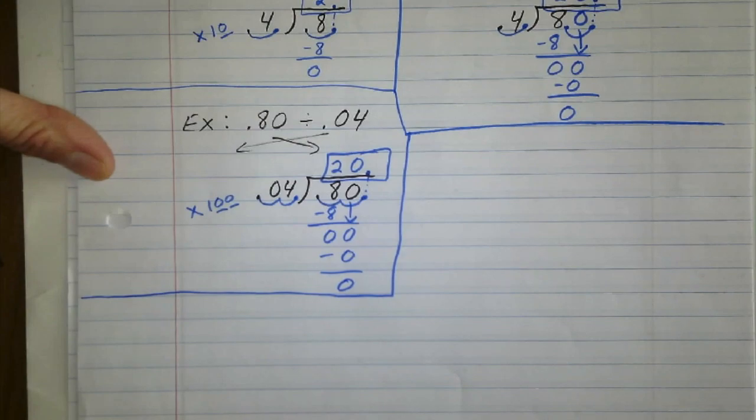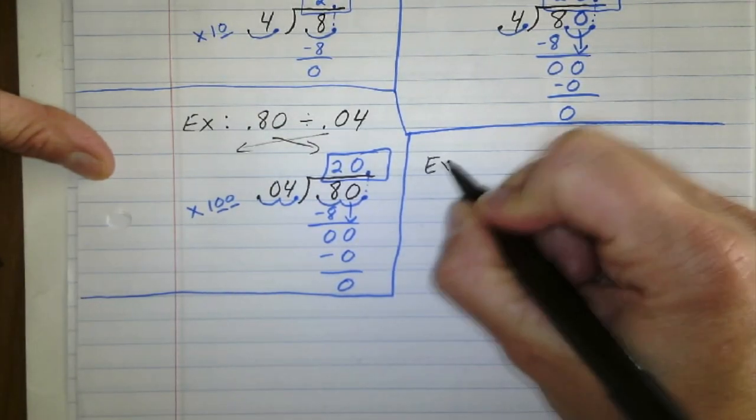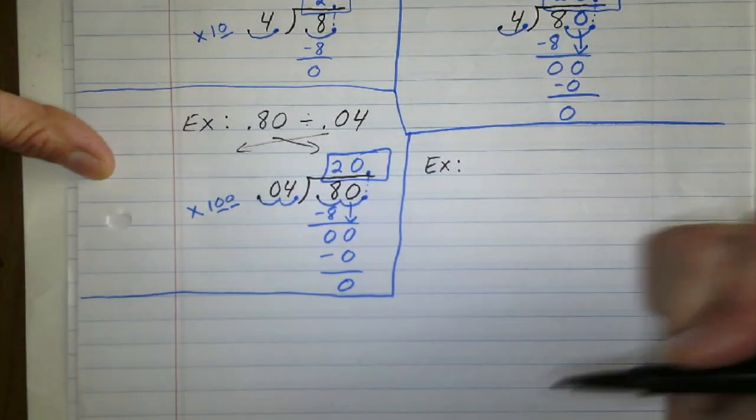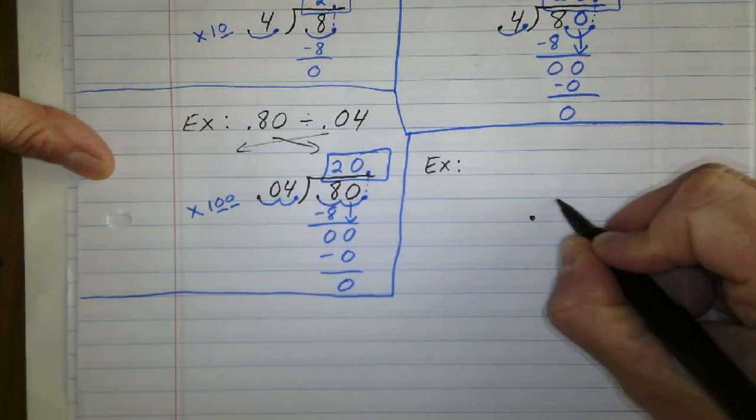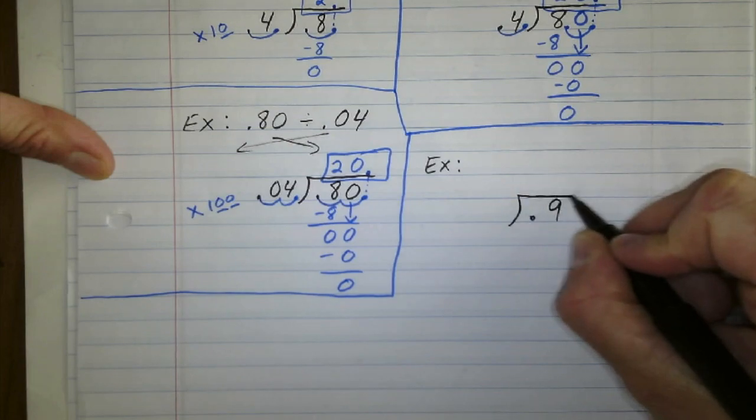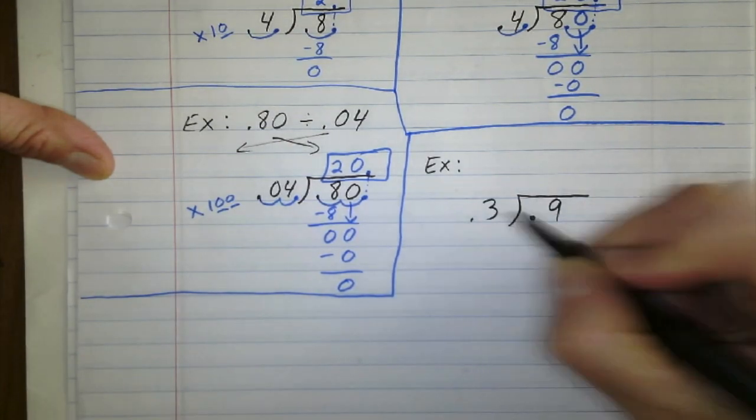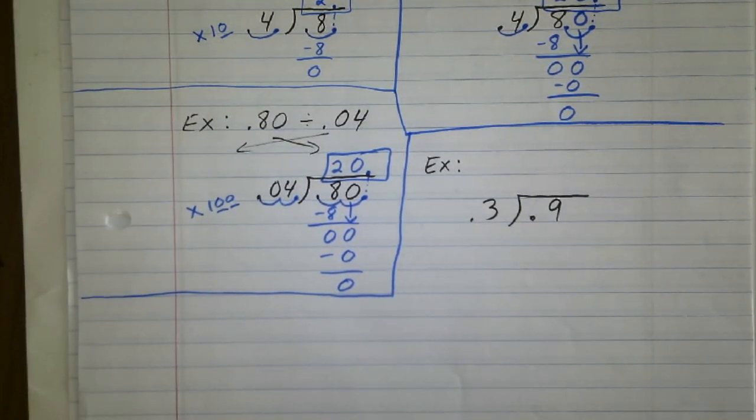I'd like to do another example. Get away from those numbers. I'm going to give you some different numbers this time. I'm going to write it like this. 0.9 divided by 0.3. And we'll see if you can maybe work ahead of me on this problem.